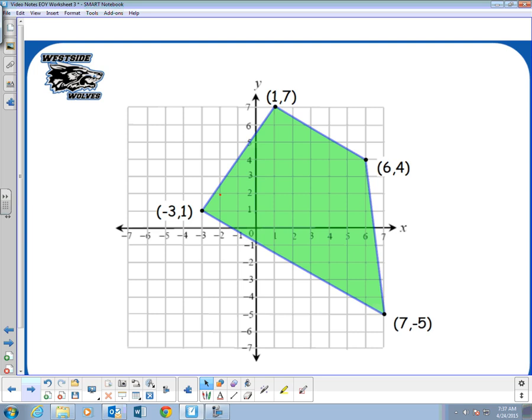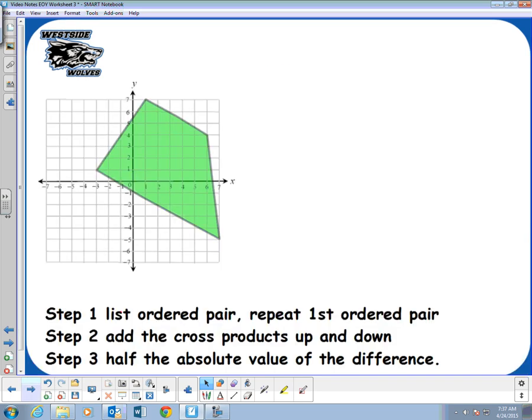Okay, so here is this figure graphed. It appears a little bit different this time. This is not a trapezoid, and it's not a kite, but you have to find the area of this figure. So, again, let's run through that process again. List all the ordered pairs and then repeat the first ordered pair. If you want to pause the video and do that again, please do that.